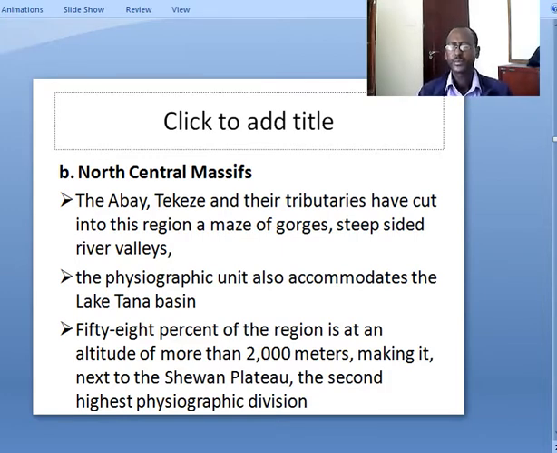In here, Tekezé and their tributaries have cut into this region a maze of gorges and steep-sided river valleys. The physiographic unit also accommodates the Lake Tana Basin, and also 58% of the region is at an altitude of more than 2,000 meters, making it next to the Shewa Plateau. That is the second highest physiographic region in the area.